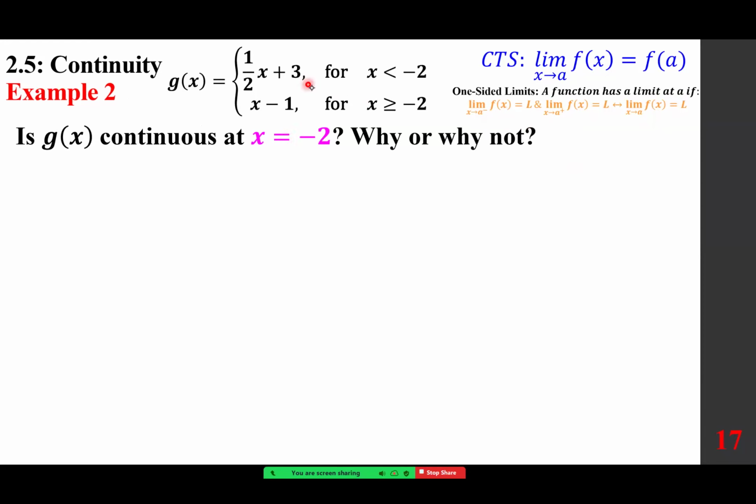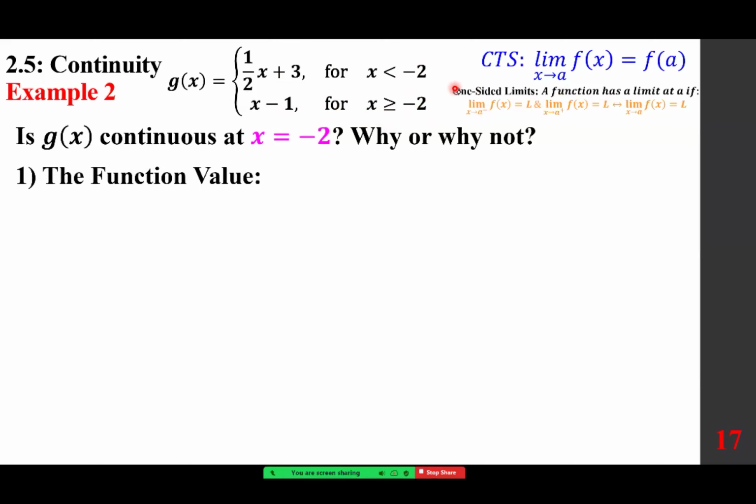This is a piecewise defined function. The top piece is a linear function. The bottom piece is a linear function. And therefore, the domain is all real numbers for each piece. So for the top piece, which is defined all the way to negative 2, it is also continuous from negative infinity to negative 2. For the bottom, which is defined from negative 2 on, it's also continuous from negative 2 to infinity. But we have to check the endpoint, namely negative 2.